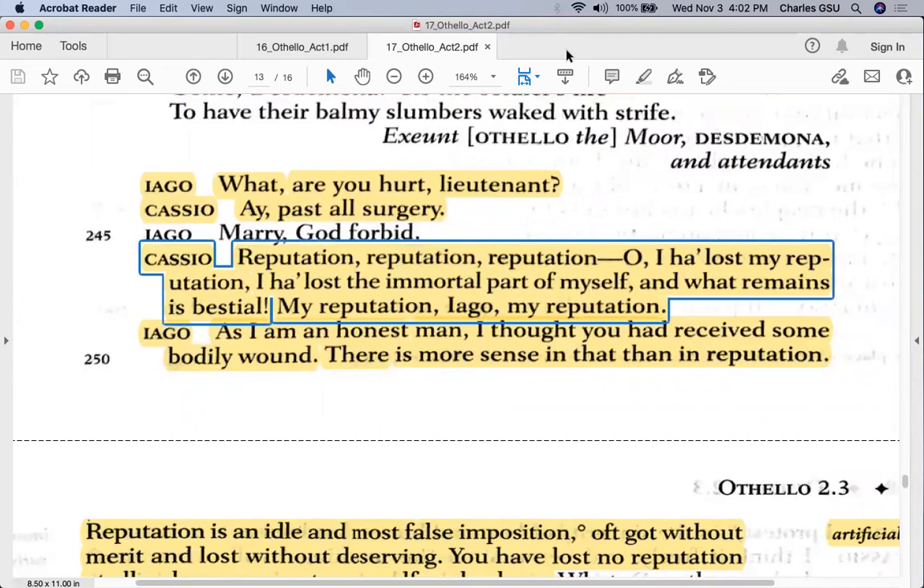His reputation as an officer, but also as a gentleman. And he says here, kind of famously, "Reputation, oh, I've lost my reputation. I've lost the immortal part of myself, and what remains is bestial. My reputation, Iago, my reputation."